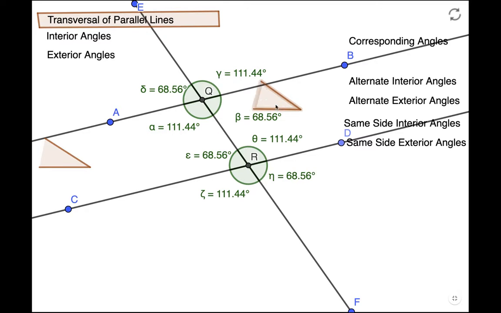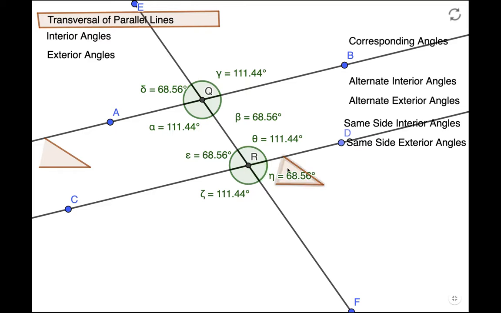This one's 111, and this one down here is 111. Alternate interior angles are congruent. This one here is 111, this one here is 111. They're alternate interior angles. Alternate exterior angles are congruent. Alternate exterior would be this angle here and this angle here. They're both 68 degrees. So alternate exterior angles are congruent.